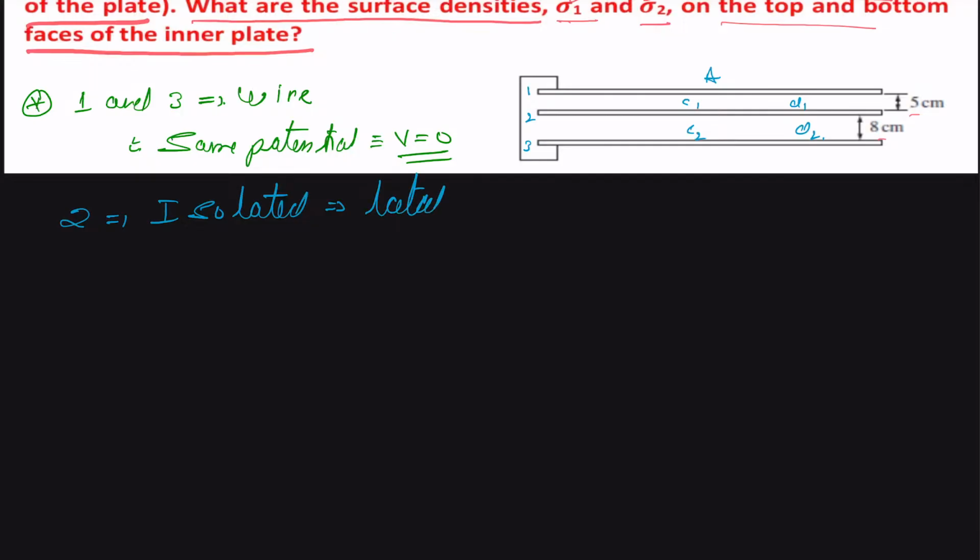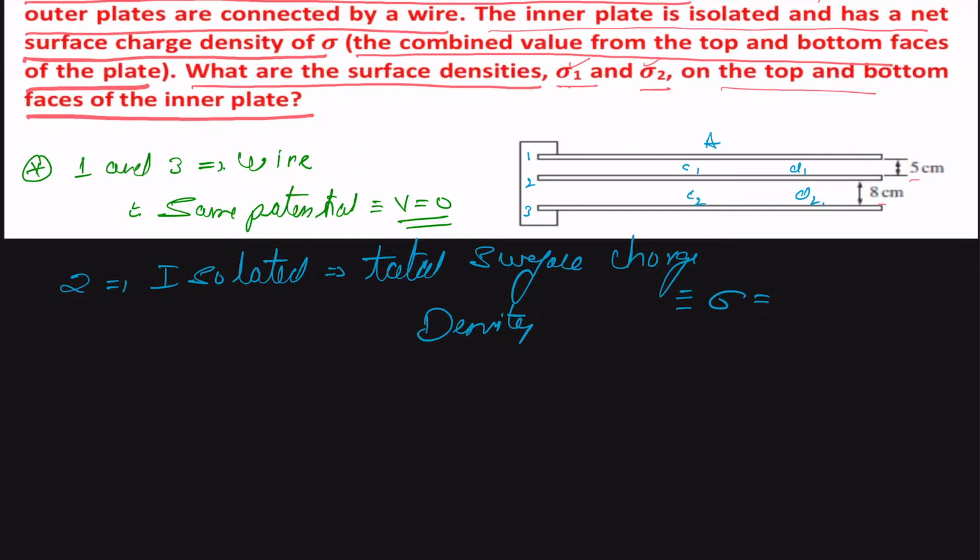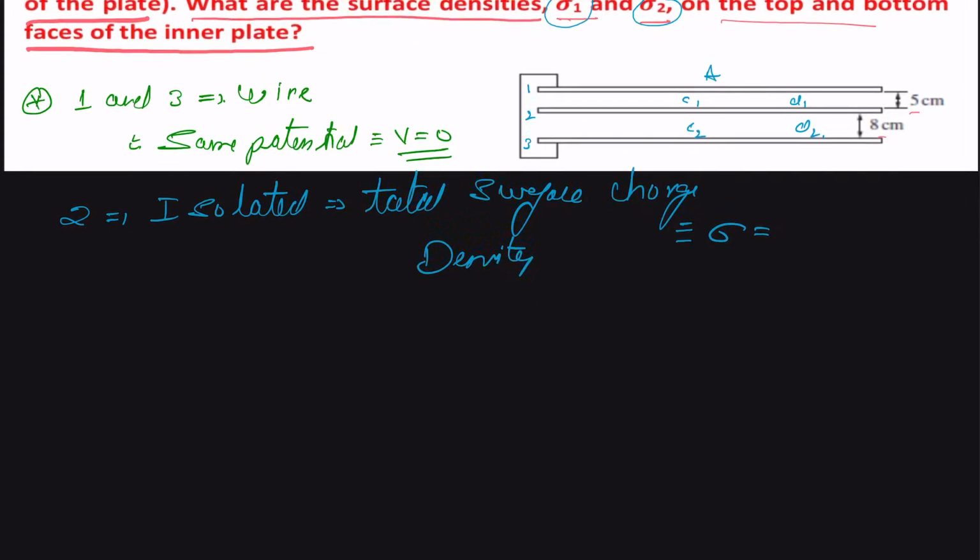So we are given this as total surface charge density. It is given as sigma, and it is also mentioned that this isolated plate number 2 has a surface charge on top and bottom given as sigma 1 and sigma 2. So it will be equal to sigma 1 plus sigma 2.